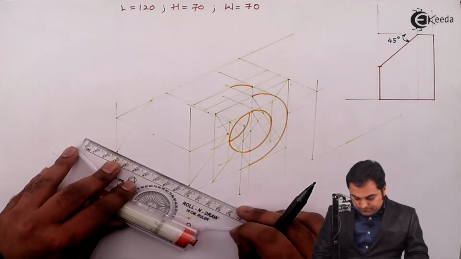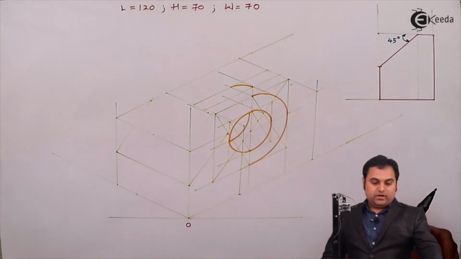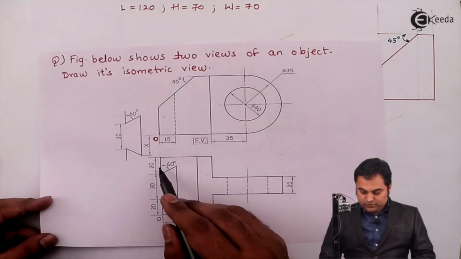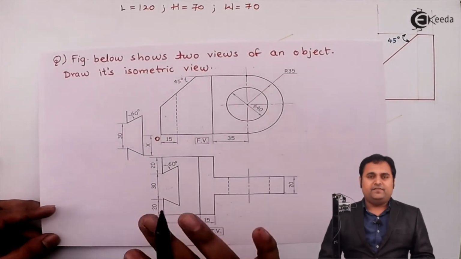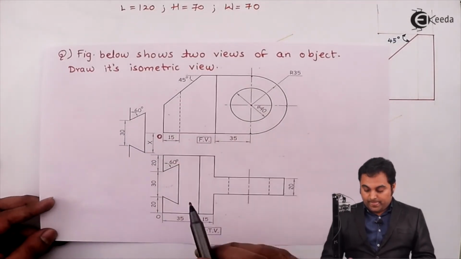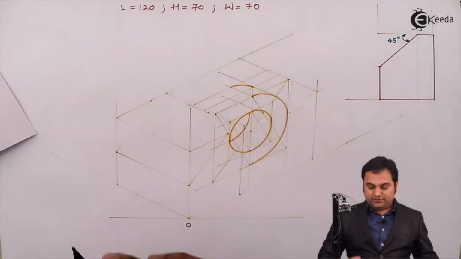Next, joining these 2 points. Now after this, again on this slope as well, there is another surface which is inclined at 60 degree, and again, as I have explained, whenever you have such angles inside the drawing of isometric, measure them separately and then bring it onto the diagram.